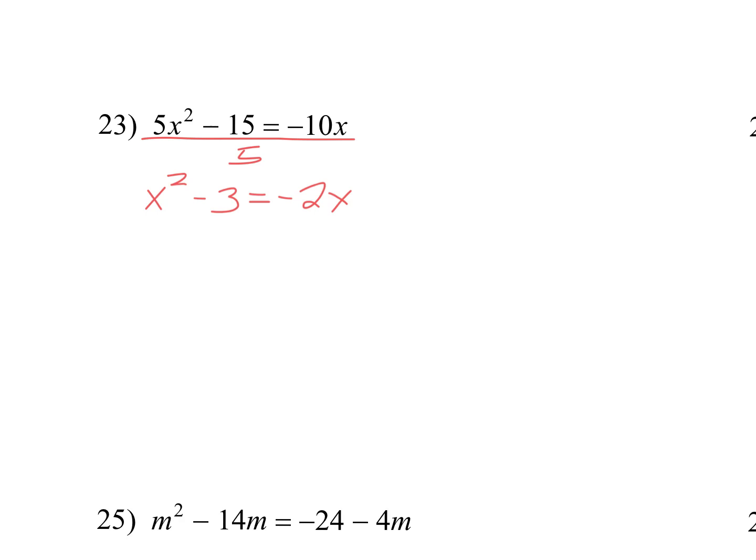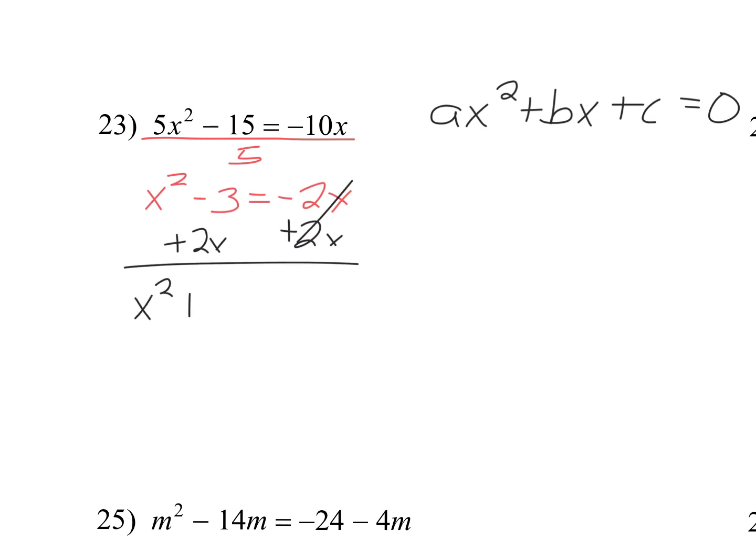What do we need to do from here? Is it in the original quadratic form? As in, is it in ax squared plus bx plus c? No. So we need to get it in that form first. How do I get it there? What'd you say? Something with the negative 2x. Right. I need to get it to the other side. How do I move it to the other side? Add it over, right? Add 2x. So we have x squared plus 2x minus 3 equals 0.